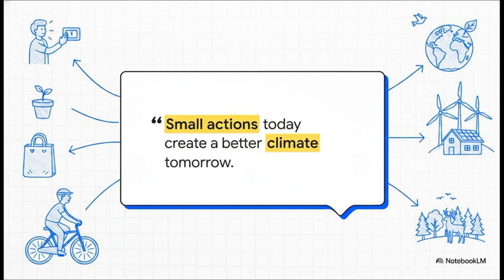Small actions today create a better climate tomorrow. We've seen how fleeting daily weather builds the massive 30-year engine of climate, and how that climate shapes our architecture, our wildlife, and our very survival. It is all deeply, beautifully interconnected. The micro always influences the macro. So, as you look out your window at today's weather, I want to leave you with this to consider. What micro choice will you make today that will echo into the macro climate of tomorrow?